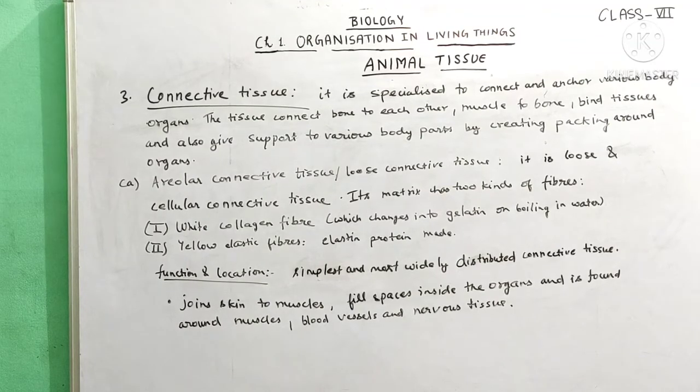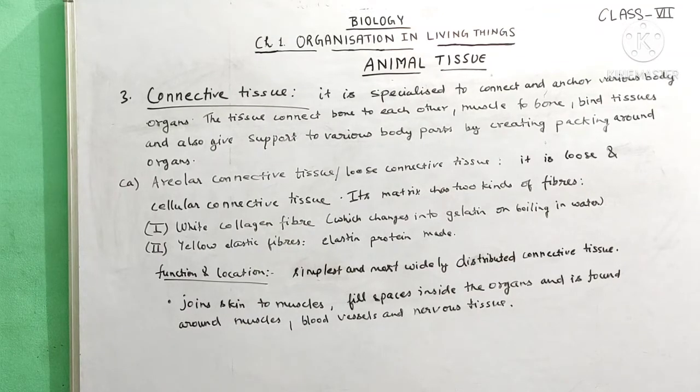You can understand that this tissue packs other organs so that it can support the whole body system. Okay, in the connective tissue, the first category is areolar connective tissue, or the loose connective tissue. Talking about the structure of the loose connective tissue, it is a loose and cellular connective tissue, and its matrix has two types of fiber. Number one is white collagen fiber and number two is yellow elastic fiber. The white collagen fiber converts into gelatin when it is boiled with water. The example of collagen you can see in a medicine capsule. The coating of the capsule is made up of gelatin.